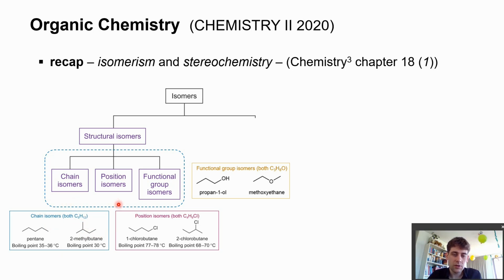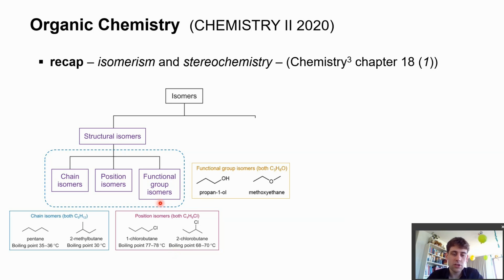Then we get something called positional isomers. You can see that here in this example, where we now have a chlorine atom attached to the molecules. And of course it makes a lot of difference where this chlorine atom is attached. When it is attached at the chain end, we call that 1-chlorobutane. When it is attached to one of the other carbon atoms, in the middle of the chain, it's called 2-chlorobutane. This again alters the physical properties. And because the position of the chlorine atom shifts, we call this a positional isomer.